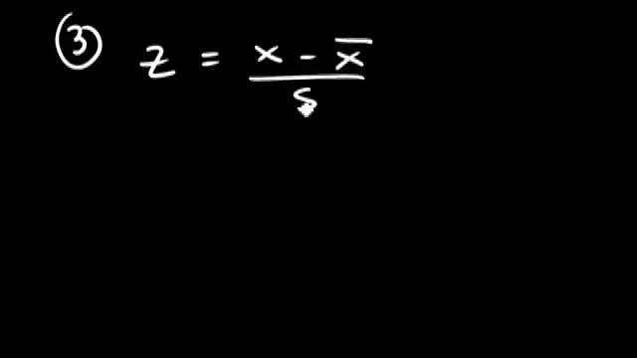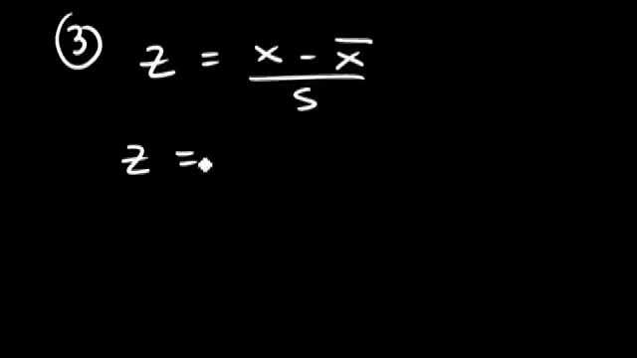Question 3. The mean of a data set is 154.02, and its standard deviation is 87.27. Find the z-score for a value of 319.42. Z is x minus the mean divided by the standard deviation.